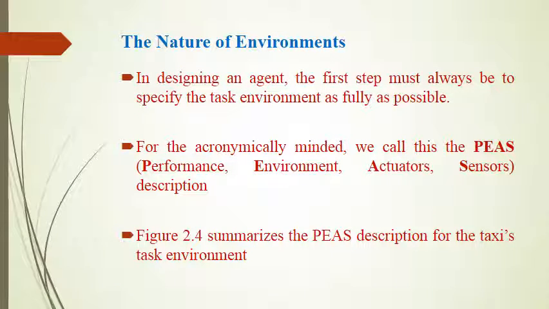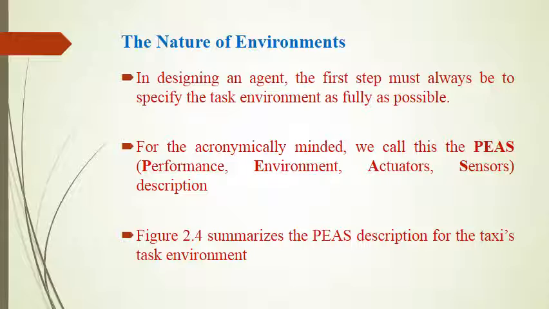Now, discussing the nature of the environment. If we are designing an agent, the first step must always be to specify the task environment as fully as possible. We have to specify what perceptions should be received, what actions should be taken, and what process should be done in that environment. For the economically minded, we call this the performance, environment, actuators and sensors description, which is known as PEAS.